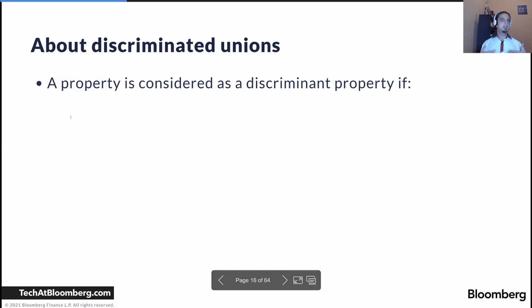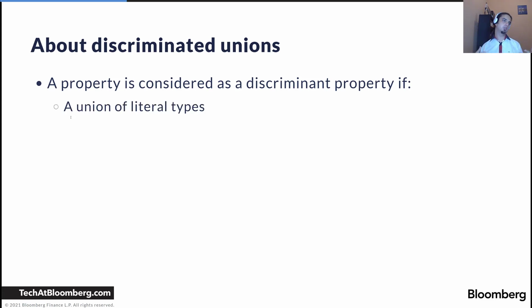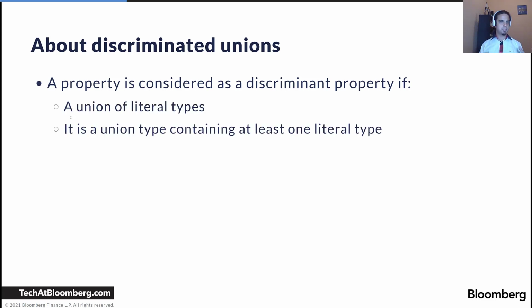So when do we create a discriminated union? Well, a discriminated union has to have a discriminant property, which has to be either a union of literal types or is a union that contains at least one literal type. And when we narrow the discriminant field, we actually narrow the whole object that that field belongs to.